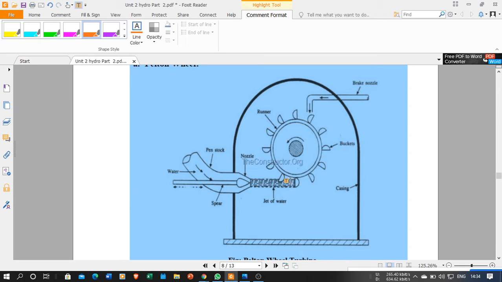When it moves down in the backward direction, the next bucket will take its position and experience the force. As this bucket also experiences the force, it will move down, and one by one the buckets will come over here, and that causes the rotation of this turbine. When this turbine rotates, kinetic energy is converted into mechanical energy, and this turbine shaft is connected to the shaft of your generator. The generator also rotates, and it converts mechanical energy into electrical energy.